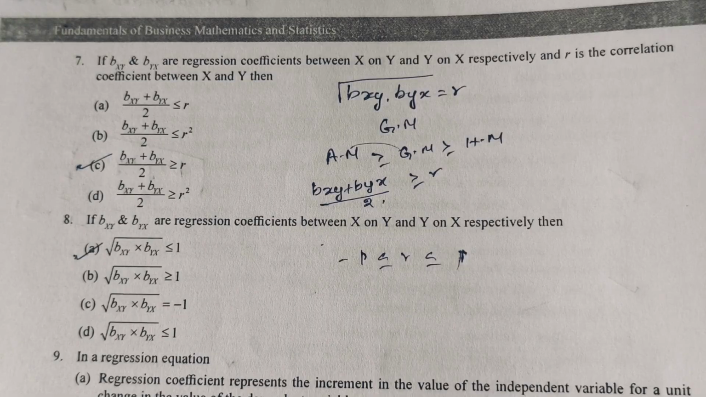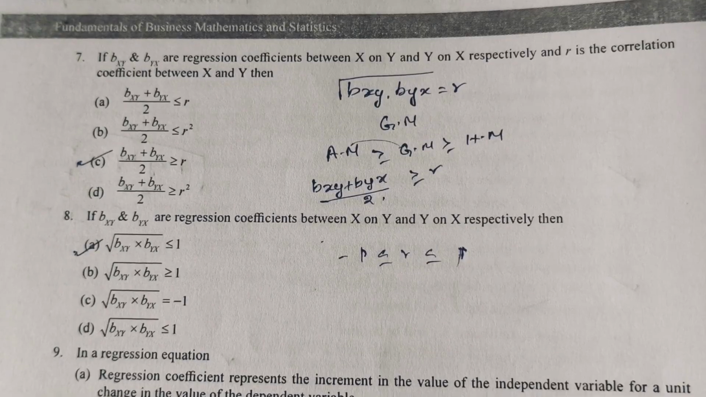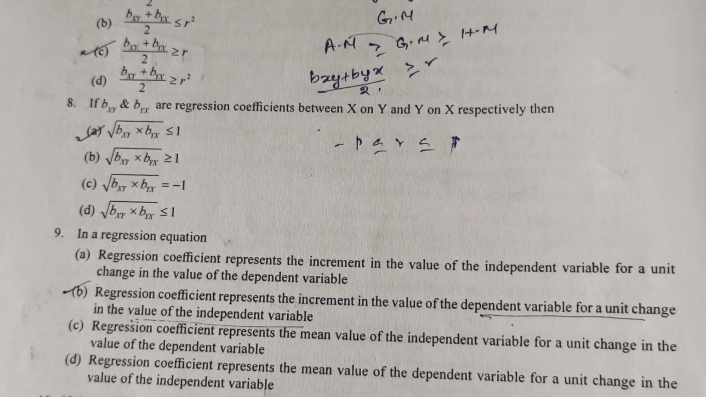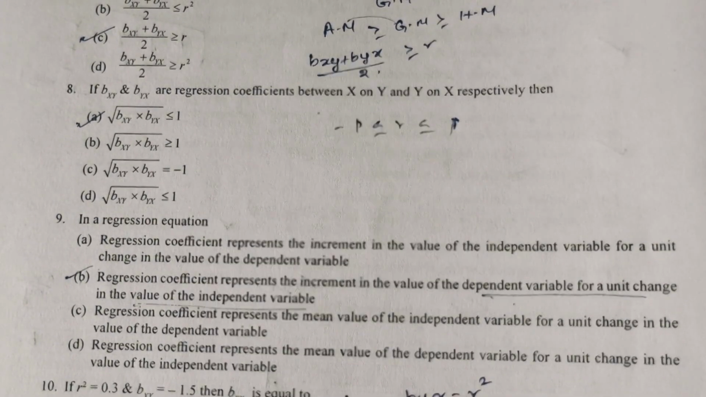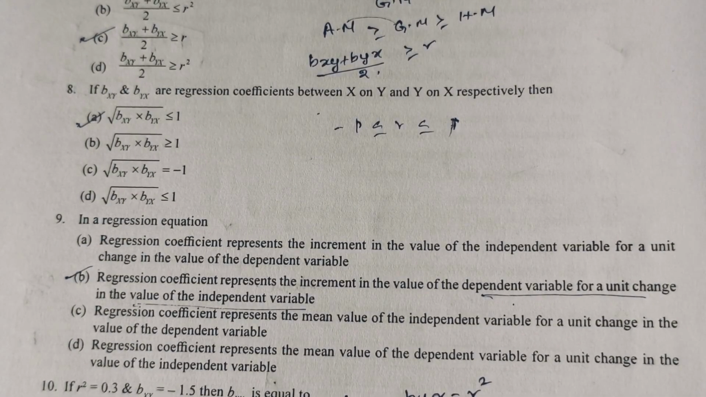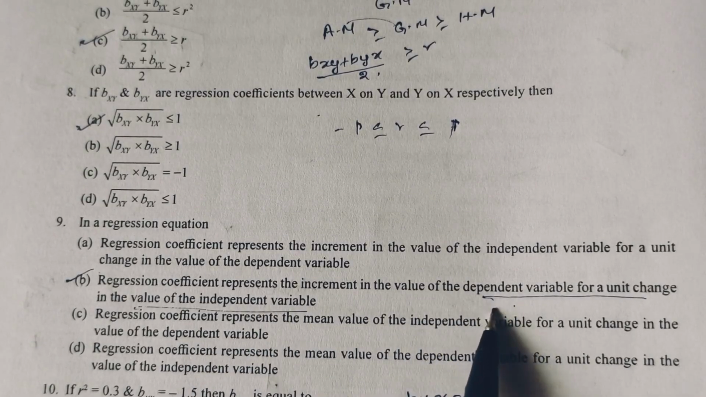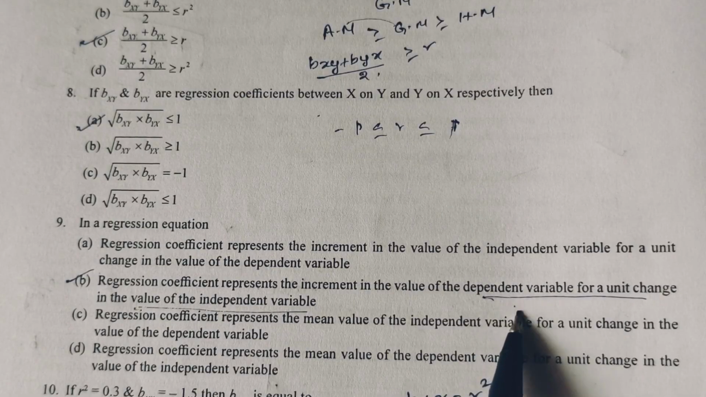Eighth one, it is less than or equal to 1, because the two extreme points are minus 1 and plus 1. For ninth, the regression coefficient is the increment in the value of the dependent variable for a unit change in the value of the independent variable, option B. For 10th, byx is equal to 0.3 divided by minus 1.5, that is equal to 0.2 with the negative sign.